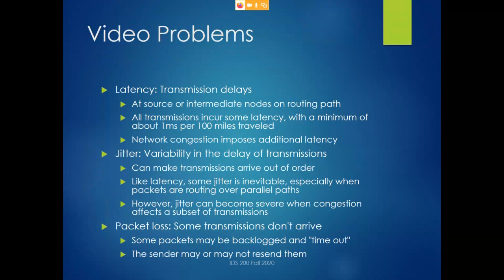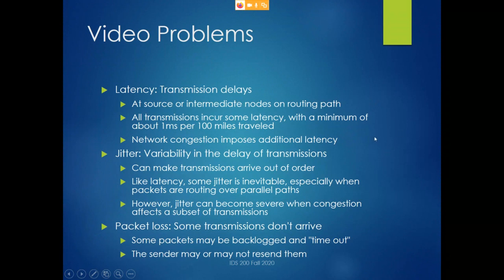Okay, so with that, let's get into some of these issues with video problems and where they come from. So the first one is latency. Latency is simply transmission delays, and it can happen at the source of the data or intermediate nodes on the routing path, so nodes, devices, hardware devices that the packets go through.